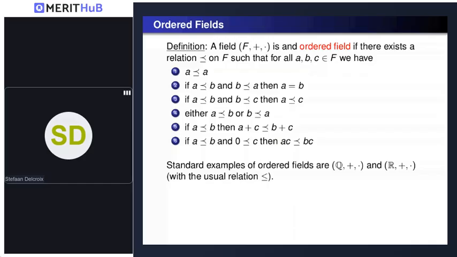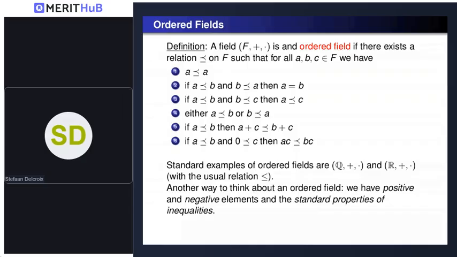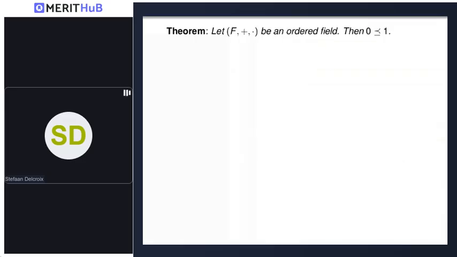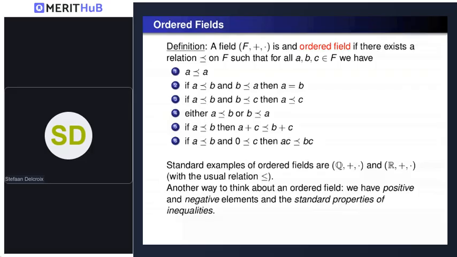What are the standard examples of ordered fields? The two standard examples are the rational numbers and the real numbers. Namely, standard less than or equal to has all these properties. So the rational numbers and the real numbers are ordered fields. So another way to think about an ordered field is that you have positive and negative elements and the standard properties of inequalities.